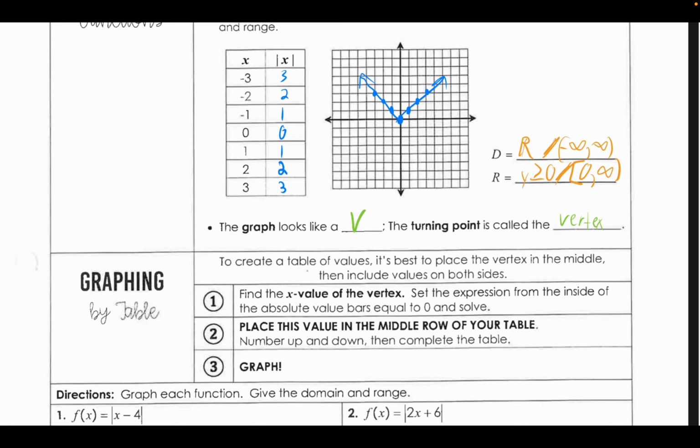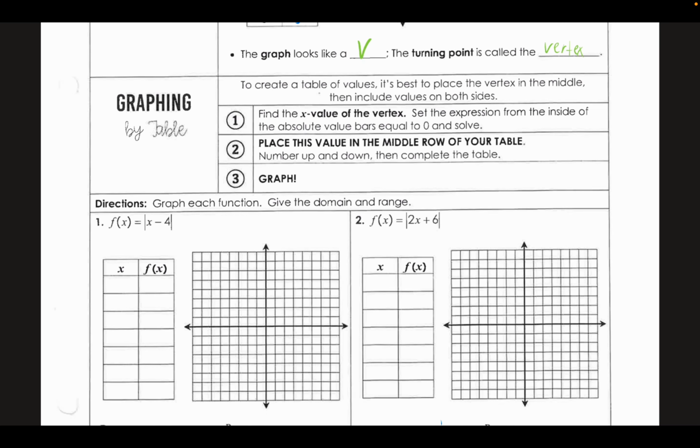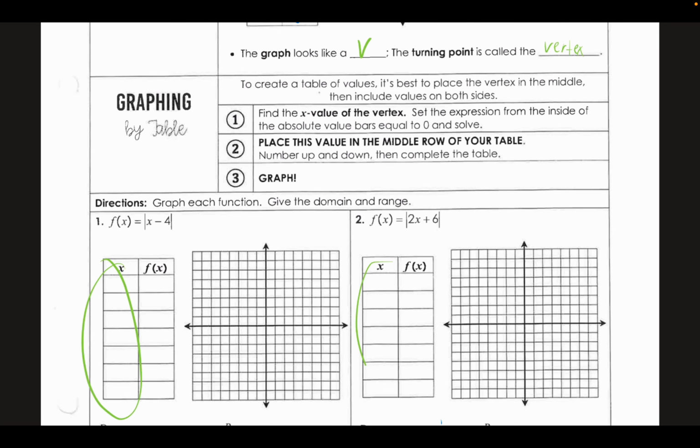So in order to do this, we create a table of values. And now you notice on examples 1 and 2 here, the x values are not filled out like they were on the table we just completed, meaning we have to figure out which x values we want to use. Now you can use any x values you would like, however your life's going to be easiest if we find the x value of the vertex first and put that in the middle, and then put x values, usually the next integers, lower and higher than that x value of the vertex.